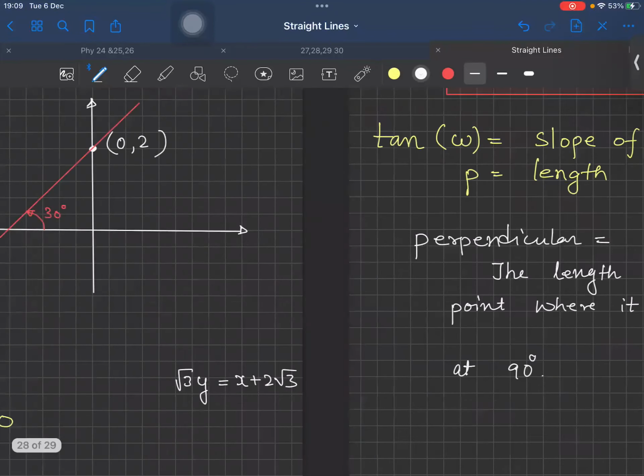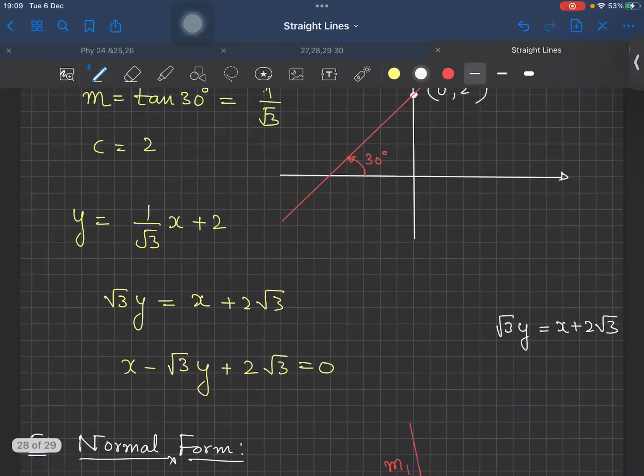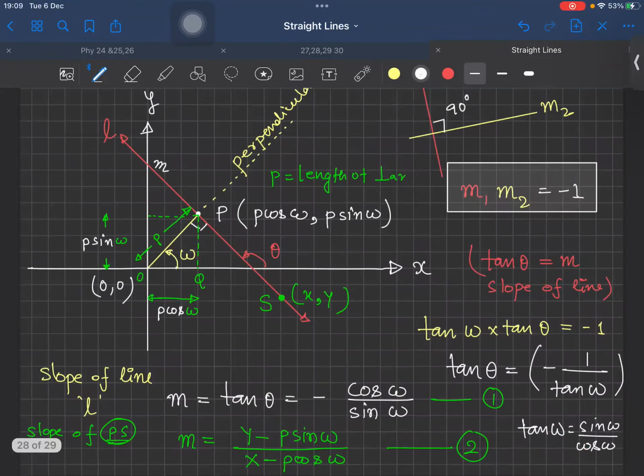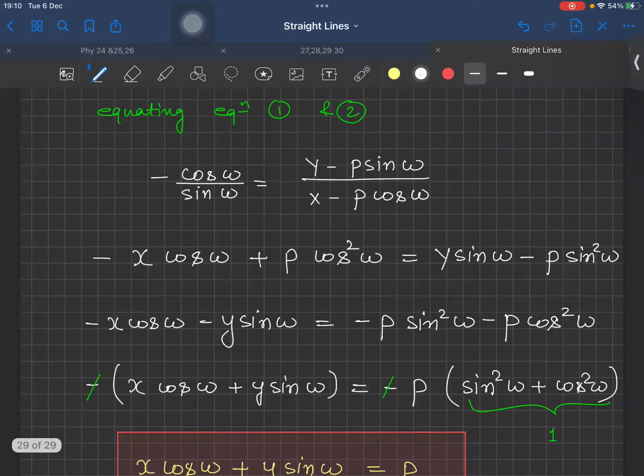Understood? That means what? See, from origin to the point where it intersects and at 90 degree. Okay, this is 90 degree, no? Perpendicular, if we are saying this is 90 degree. Yes or no? Is that derivation clear? Yes, sir. Okay, so solve problems based on this.